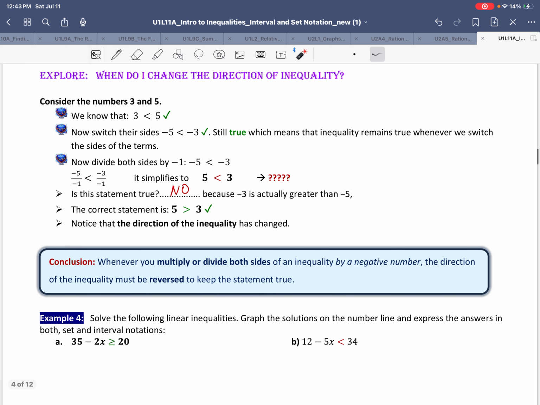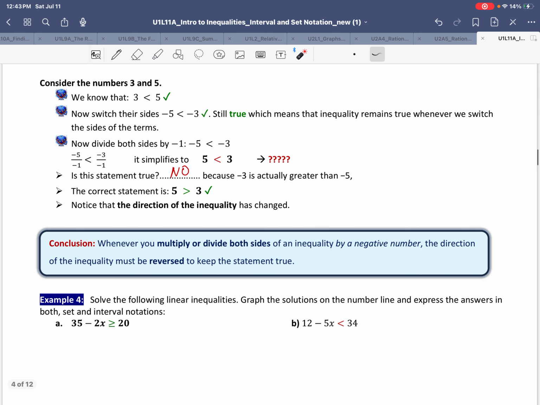So in conclusion, we're going to say that when solving inequalities, transferring terms from one side to the other will not change the direction of the inequality. But whenever we multiply or divide both sides of an inequality by a negative number, the direction of the inequality must be reversed in order to keep the statement true.